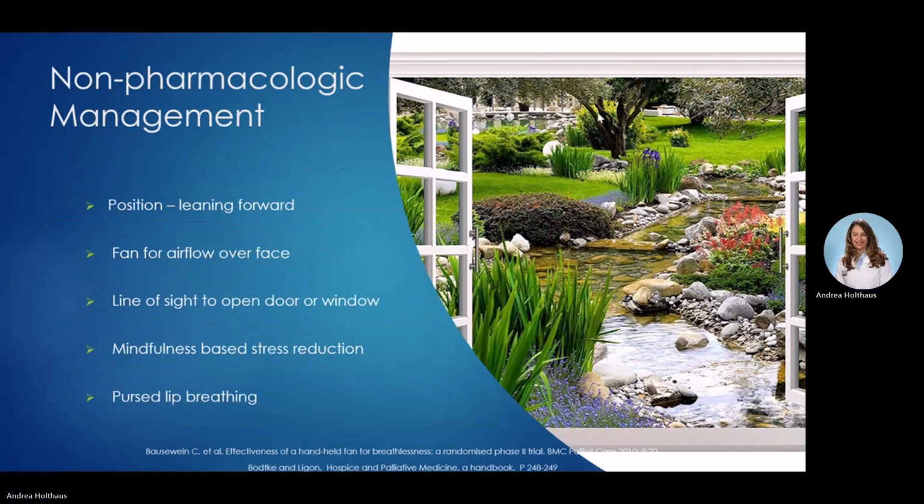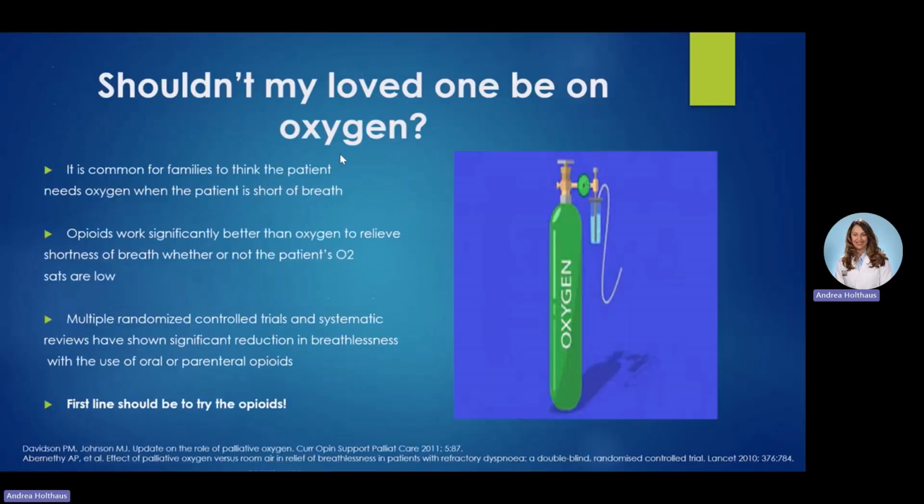Some non-pharmacologic management for dyspnea would be a position of leaning forward, or a line of sight out to an open door or a window. Also, a fan blowing air over the face can be helpful. Mindfulness-based stress reduction, and then pursed lip breathing.